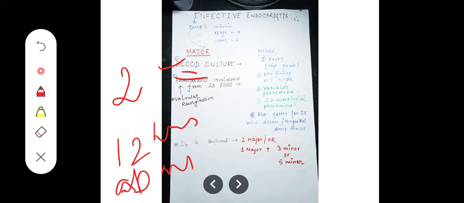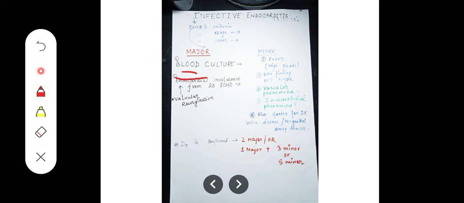Next we have the endocardial involvement from 2D echo. That is nothing but valvular regurgitation. Now this is again another very important criteria that you should know. When I am talking about valvular regurgitation, if endocardial involvement, if valvular involvement is there in the 2D echo, that means it is a major criteria. Then this will be considered as major criteria.